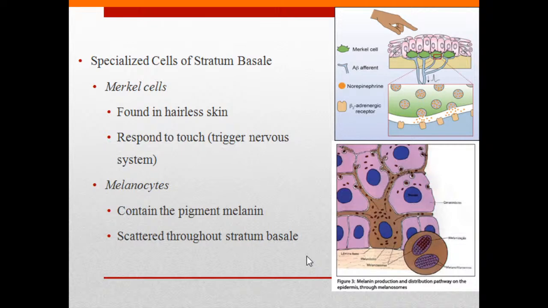Specialized cells of stratum basale. Merkel cells found in hairless skin respond to touch and target the nervous system responsible for sensation. Melanocytes contain the pigment melanin scattered through stratum basale. The most important function of melanocytes is skin color and protection from ultraviolet radiation.